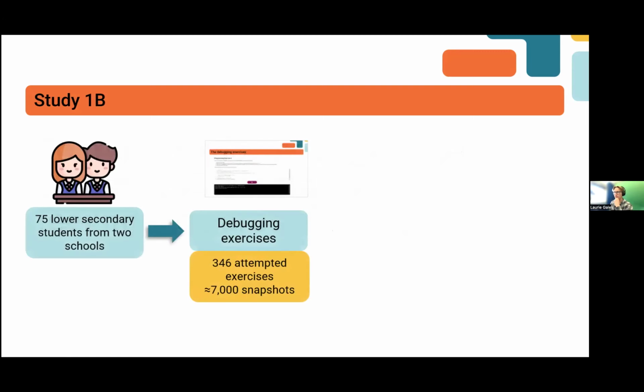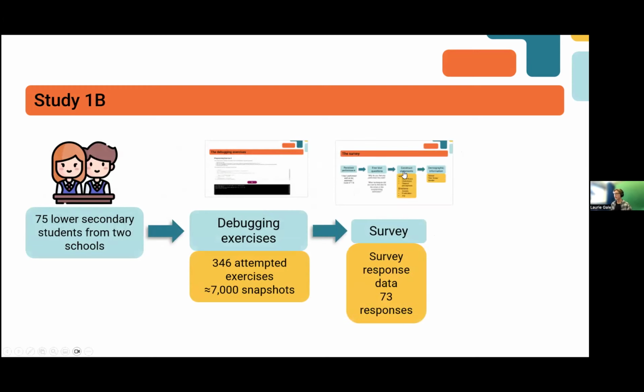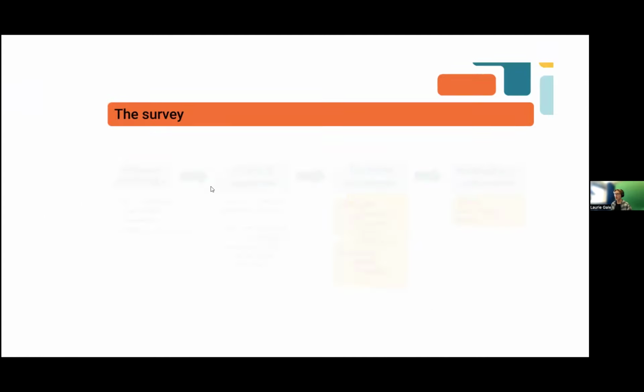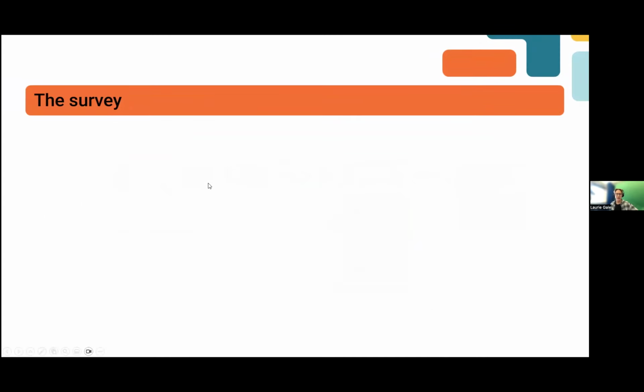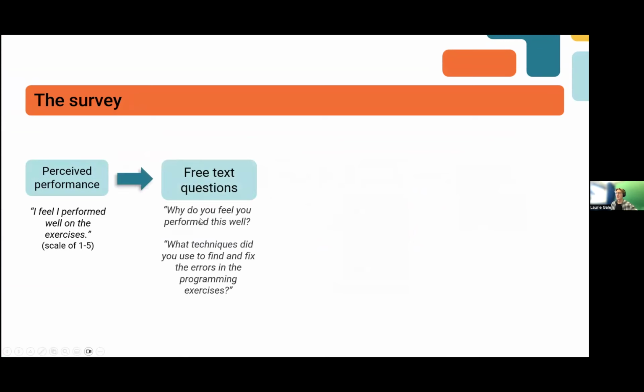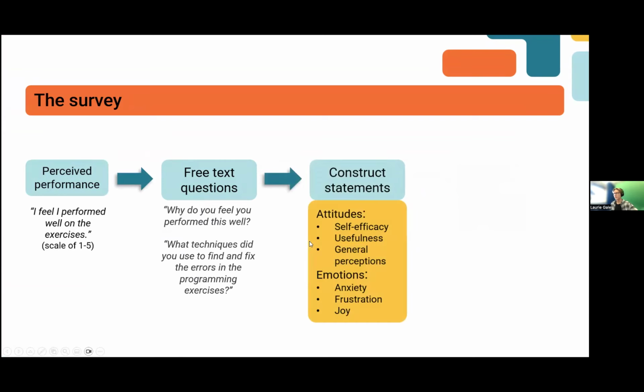So after doing the debugging exercises in the study I explained earlier, students then completed a little survey. It was a very short one. They had just had a go at some exercises which they may have found hard. But first of all, they rated their performance on the exercises on a scale of 1 to 5. They then answered some free text questions. Most notably, we asked them what debugging techniques they used for the exercises.